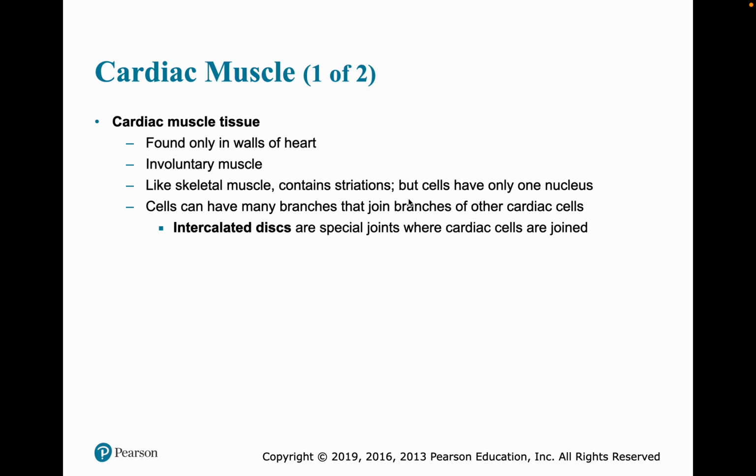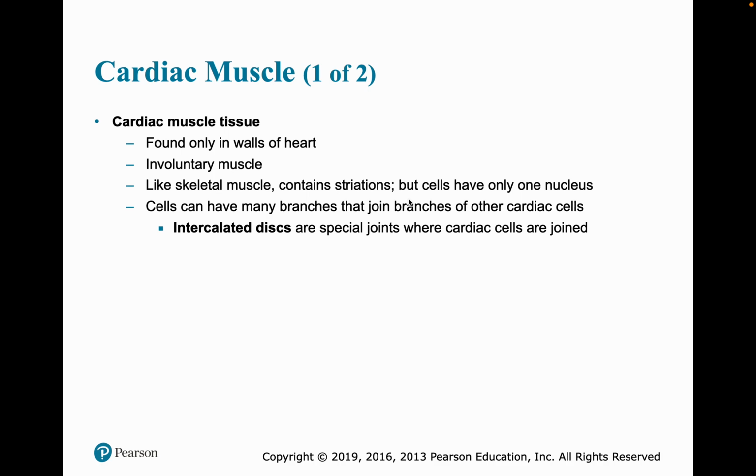Cardiac muscle is only found in the walls of the heart. It is an involuntary muscle. Like skeletal muscle, it does have striations. The actin and myosin are organized similarly in cardiac and skeletal muscle, but cardiac muscle cells only have 1 nucleus.